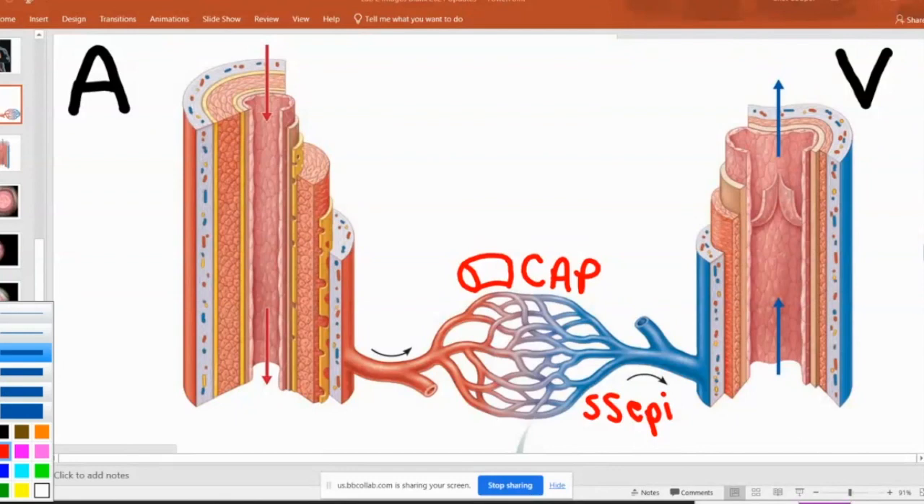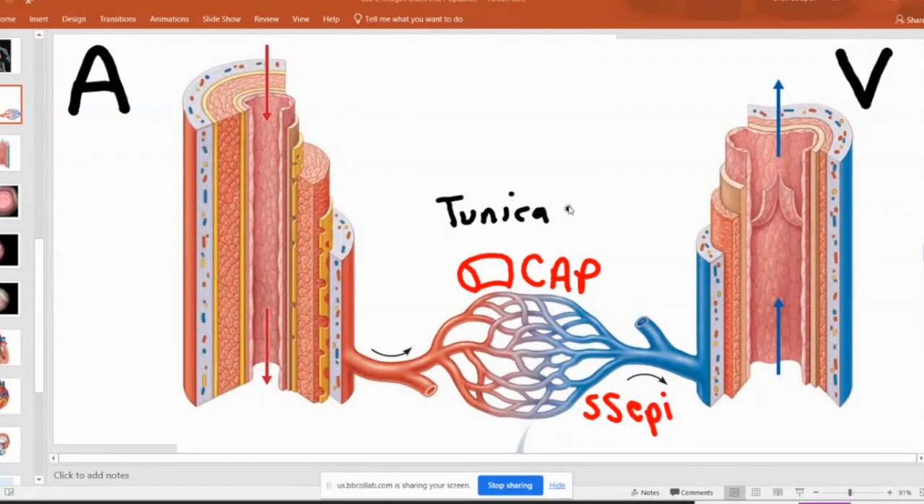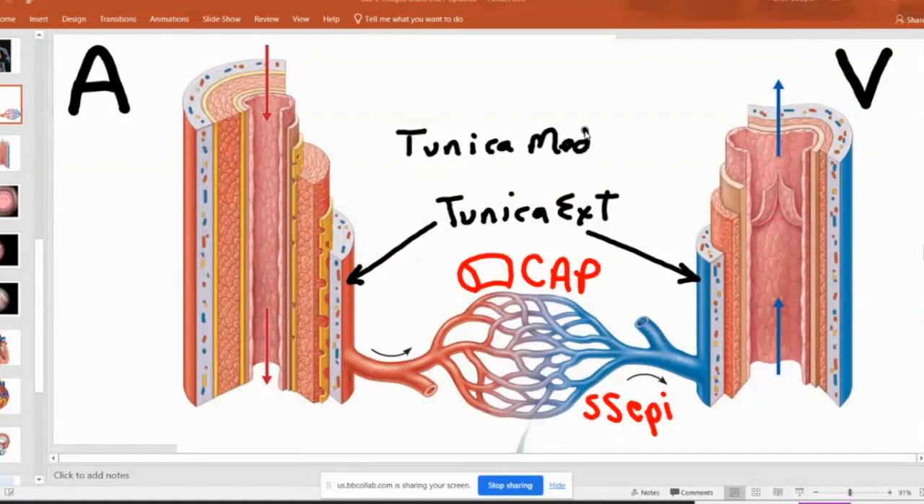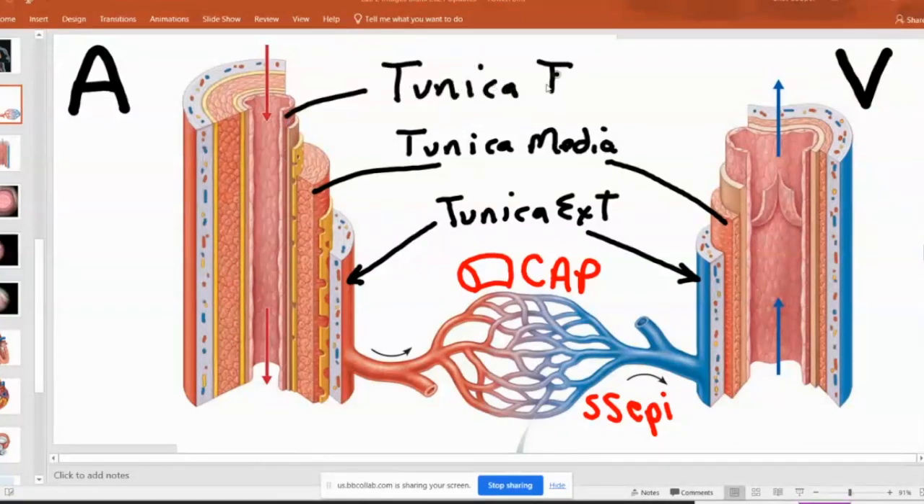So watch what we'll do here. With this picture, we'll just go Tunica externa and show you it's right there. And it's right there. And then I'll go Tunica media. And it is right there. And it is right there. And so here, on this side.